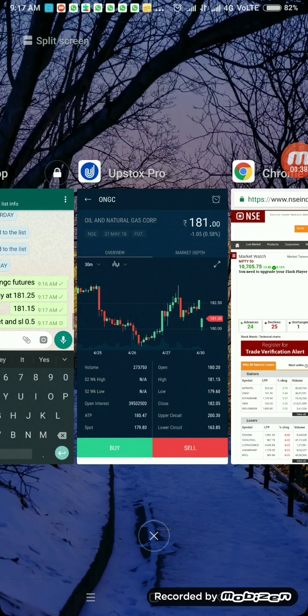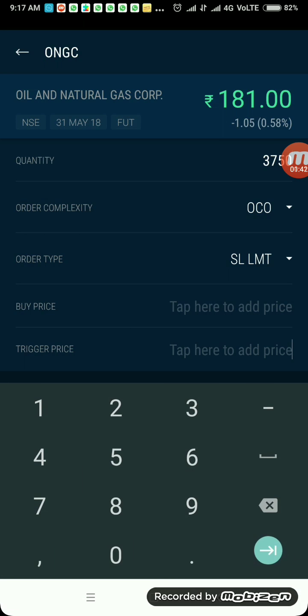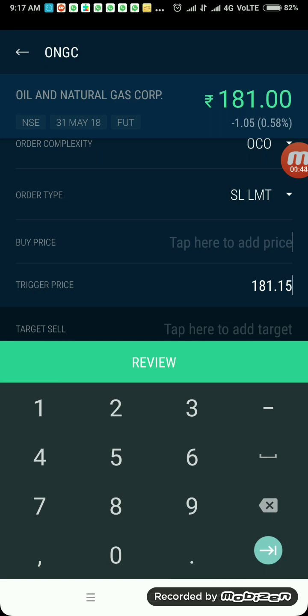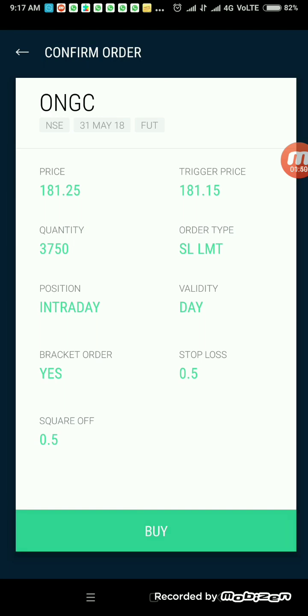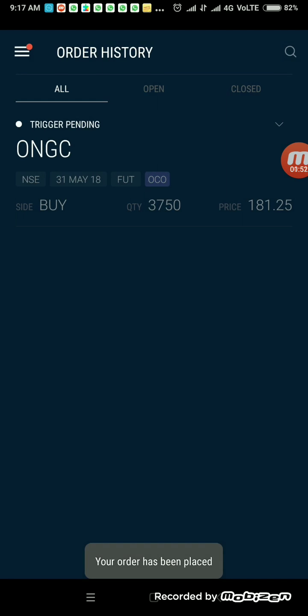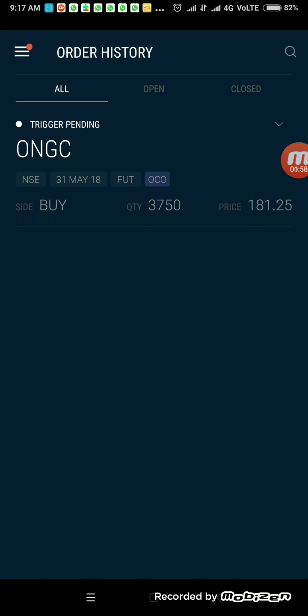So let me just place the order immediately so that I can also place the trade. So 181.15, I'll just keep a small buffer of 10 paisa. I'll immediately place the order. So you can see that my order is placed. So this is it, friends. It's very simple. You can just see I have placed the order. Time taken is hardly 1 minute. The order is placed and I just have to wait for the results.